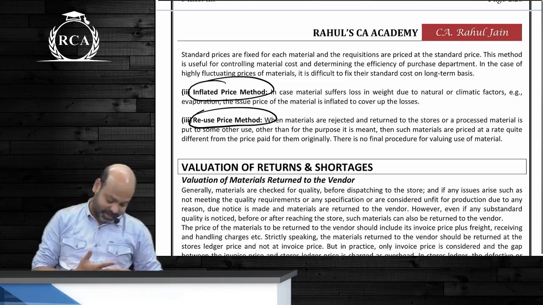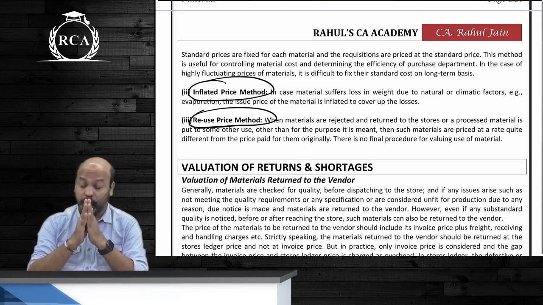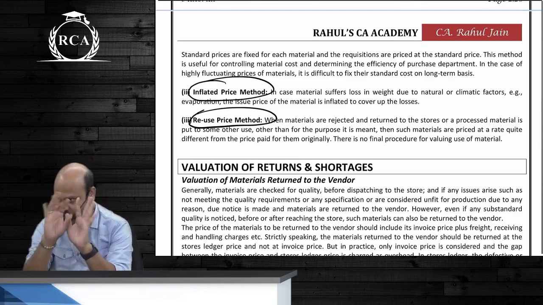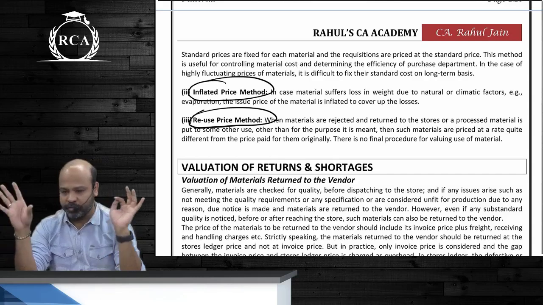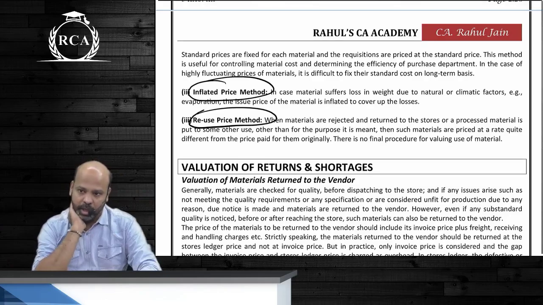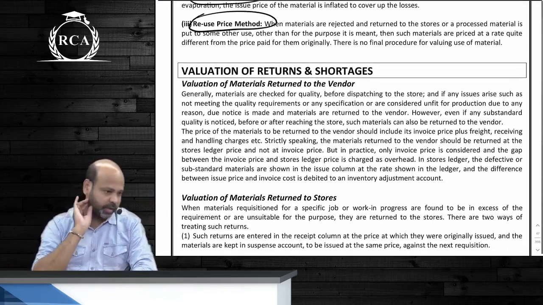Next, beta, the base stock method. What is the base stock method? There will be a certain amount of base stock or safety stock maintained at the original fixed price, guys, and then you will apply the method of FIFO, LIFO, or weighted average to all the subsequent purchases. That is the base stock method. In the average pricing method we have the simple average method and the weighted average price method.